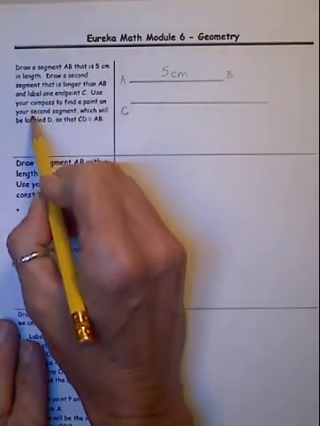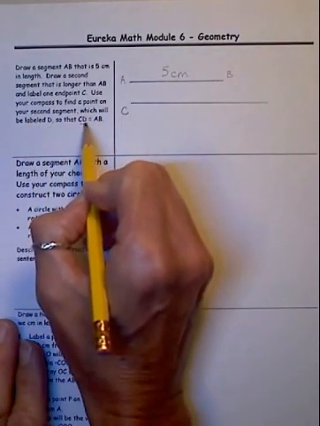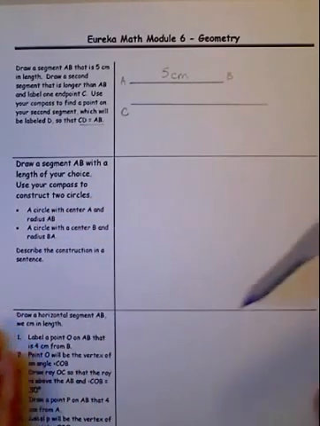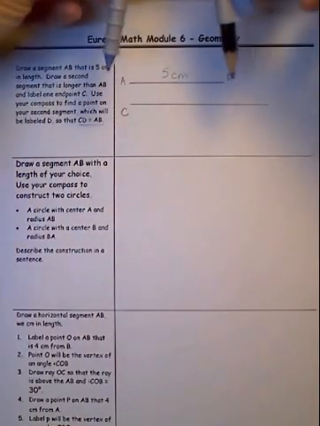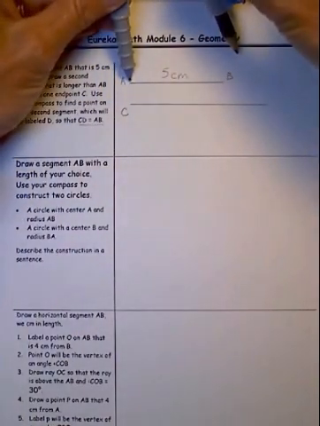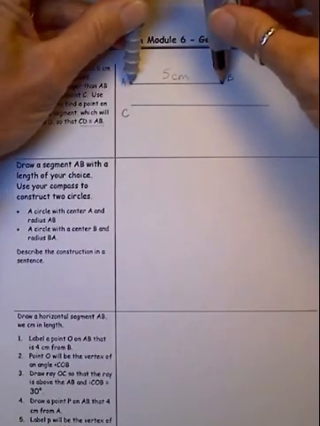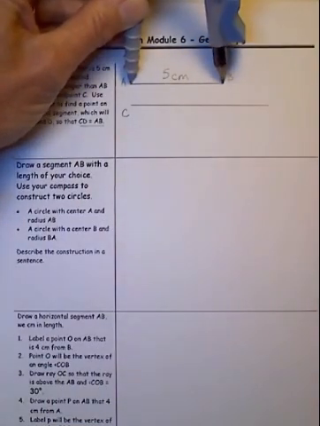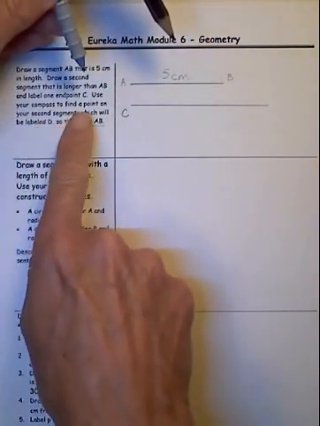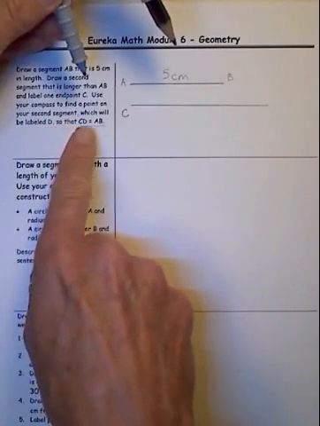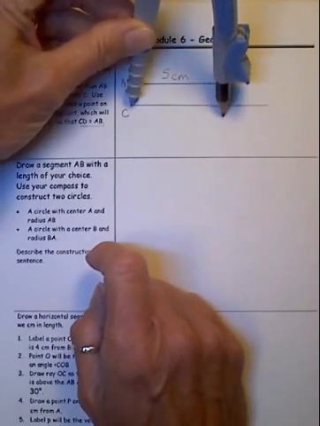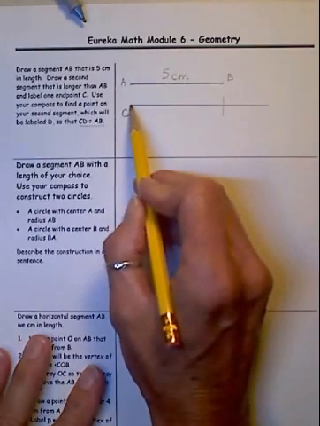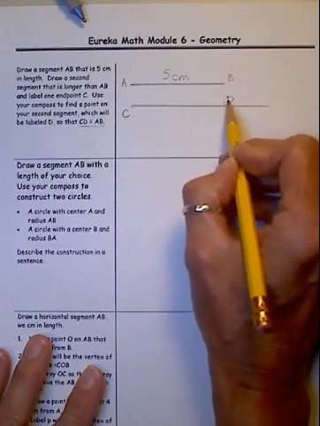Use your compass to find a point on your second segment, which will be labeled D, so that CD is equal to AB. So this is one of the other uses for a compass, and that is to measure and mark off segments of equal length. So here I'm going to turn my compass over, and I'm going to put the tip on the end here at A, and then I'm going to measure this length. So that is the length of segment AB. Now, it says use your compass to find a point on the second segment, which will be labeled D, so that CD is equal to AB. So here is the length of AB, and we want to mark that off on here, and you're going to make an arc. And that shows that this segment AB is the same length as this segment CD. And we're going to label that point D.